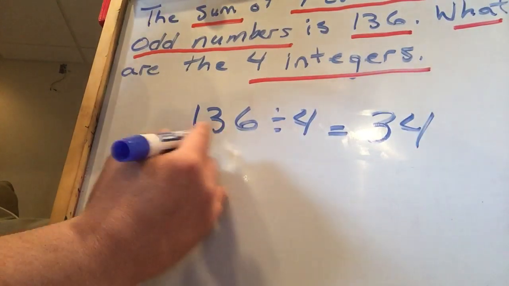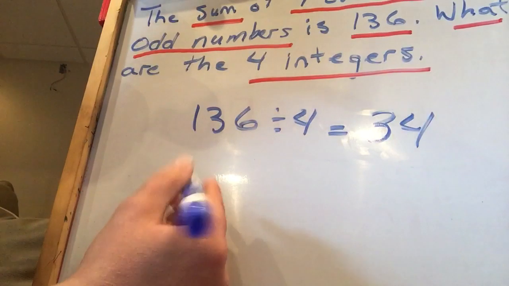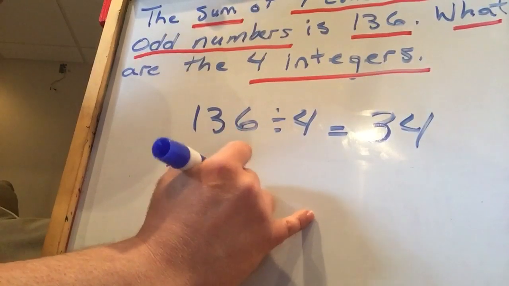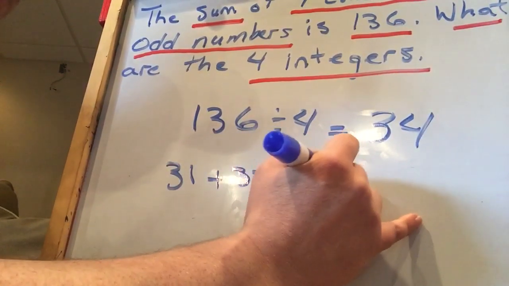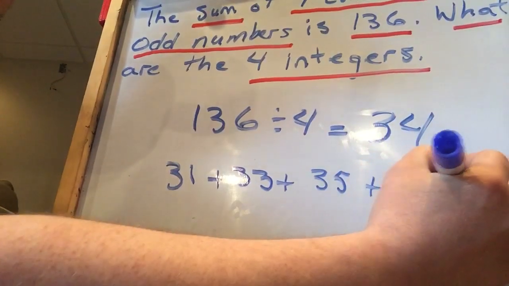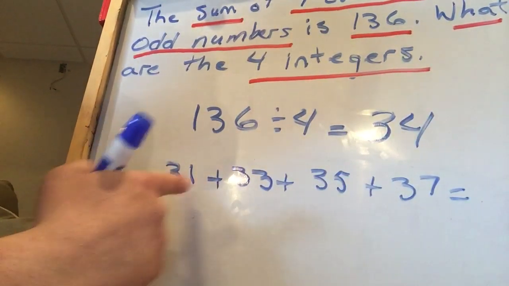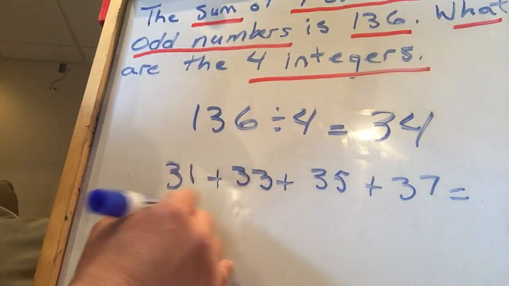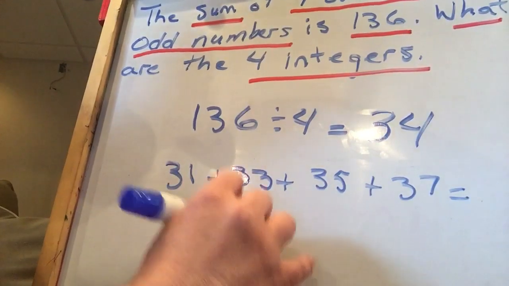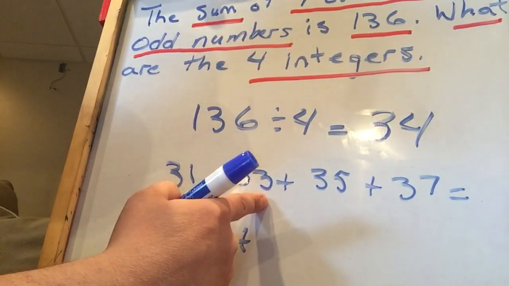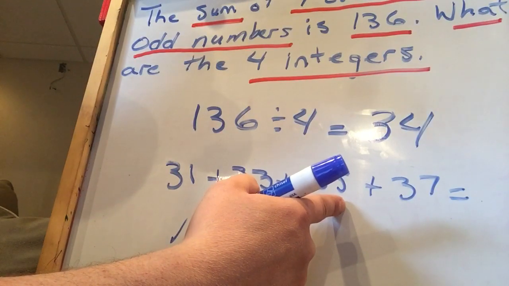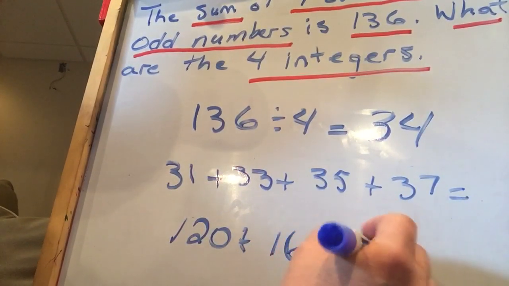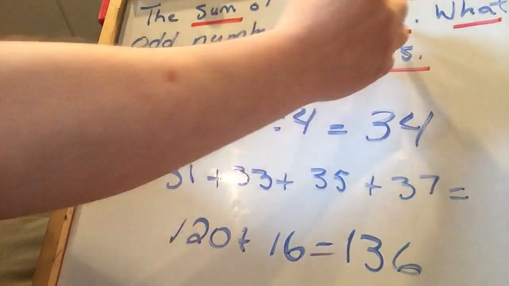So we started with 33. That was too high. So I'm going to go one consecutive number before that, which was 31. It comes before 33. So 31 plus 33 plus 35 plus 37. Let's see where that gets us. 30 plus 30 plus 30 plus 30, 30, 60, 90, 120. Then I'm going to add my ones together. 1 plus 3 is 4, plus 5 is 9, plus 7 is 16. And if I add 120 and 16 together, I get 136, which is the number we're trying to reach.